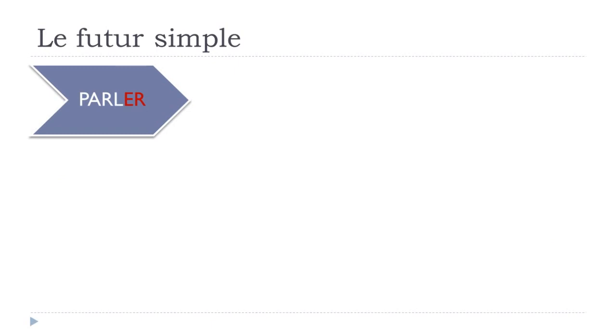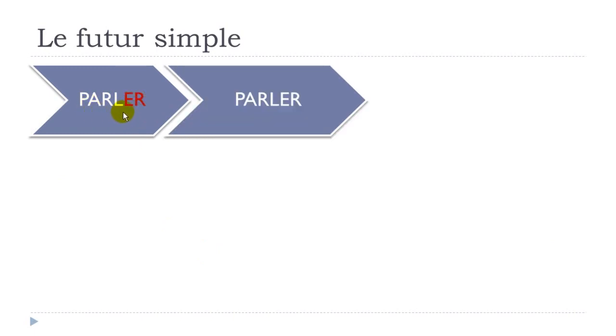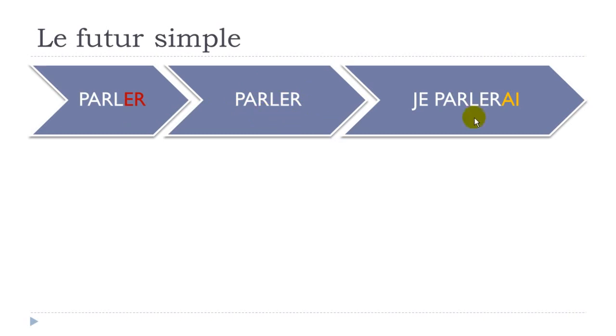The first group is ending with er. Remember, parler, to talk, to speak. So the idea is that in that case, for this group, you don't change anything. So you just keep the basic form, the infinitive form, all right? And after that, you will put at the end ai for je. Okay, so this will be your ending. So you just don't touch the verb, don't touch the infinitive form, you just put at the end this ending.